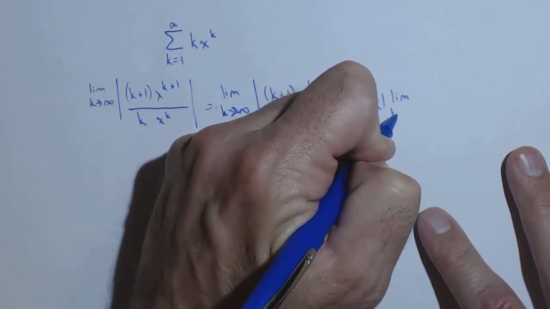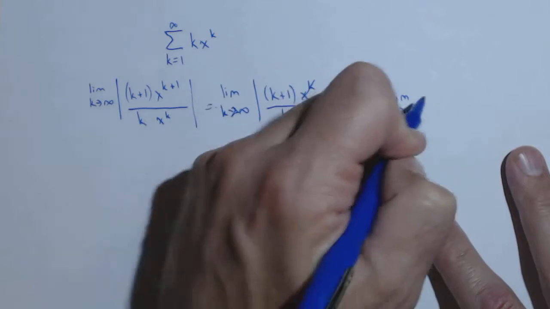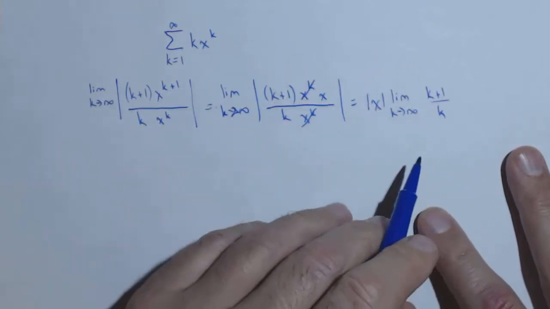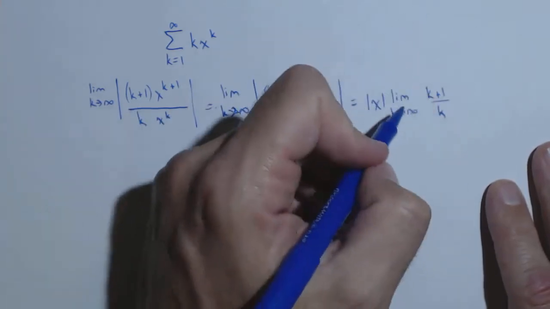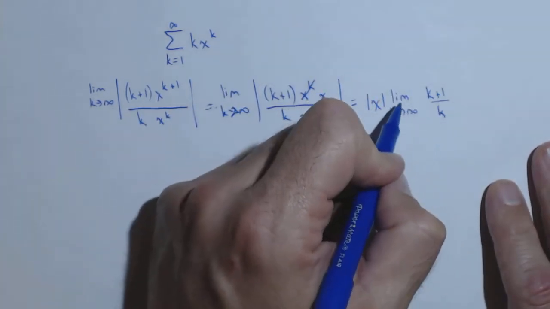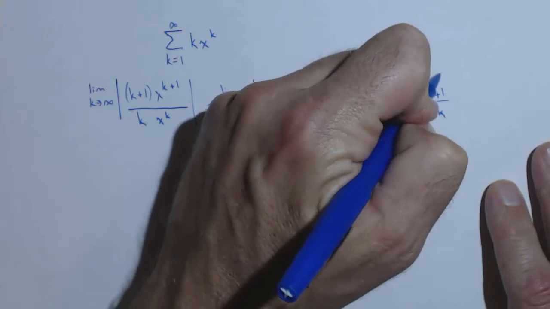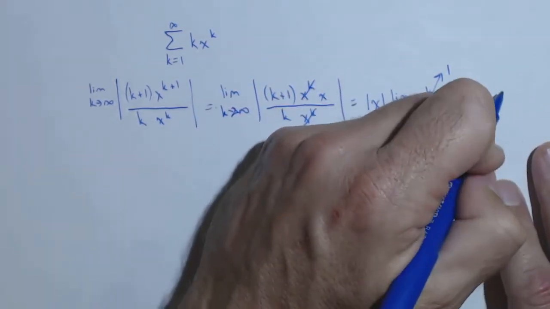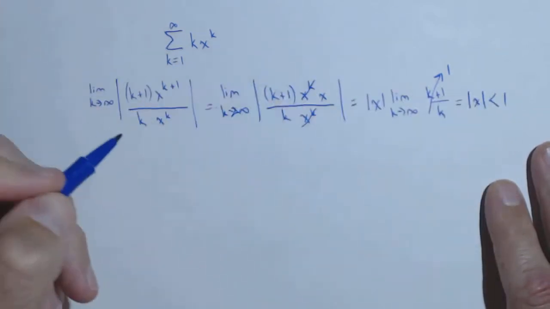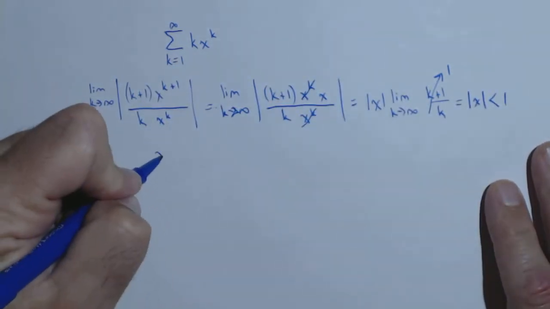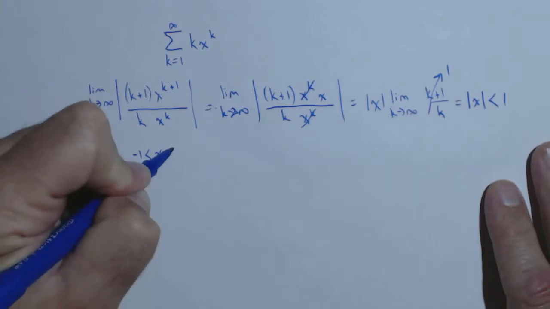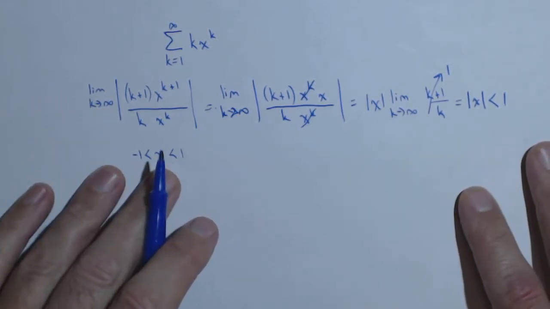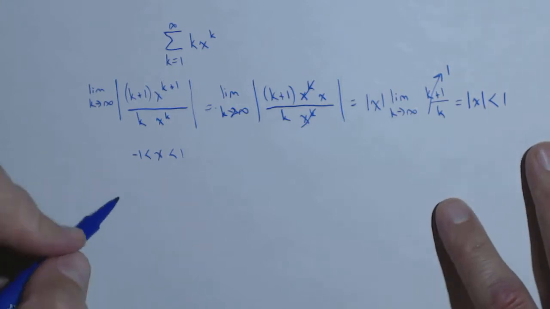And I've got times the limit as k goes to infinity of (k plus 1) over k, which no longer needs the absolute value because it's going to be all positive. One round of L'Hopital's rule will show you that this limit is going to go to 1. So I get the absolute value of x, and remember, the ratio test says I have convergence if this is less than 1. So right now, I have that x has to be between -1 and 1. But because the ratio test is inconclusive at 1, I need to test those separately.